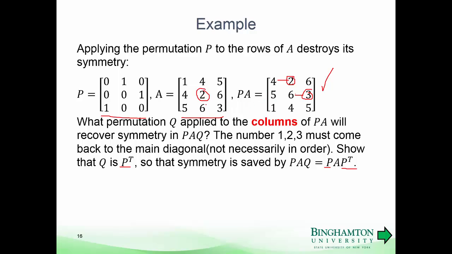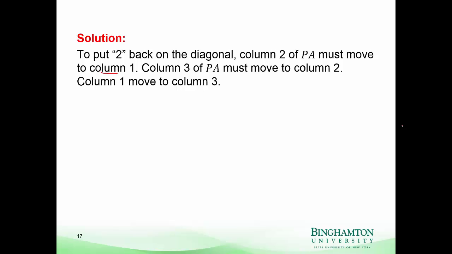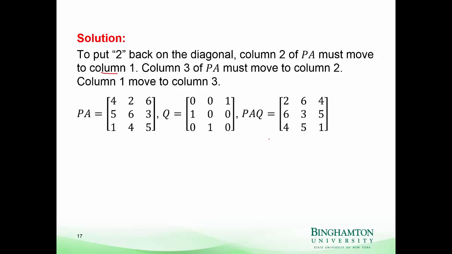So 1 was on the diagonal. It's sitting down here now. So this must move over here. So column 1 moves to column 3. If you look at that, that's what leads to this permutation. Now we apply that, and we get not only the original things on the diagonal, but in a different order. But look, we get symmetry again. We've got symmetry there, there, and there. So PAQ gets us back to the symmetry that we needed.